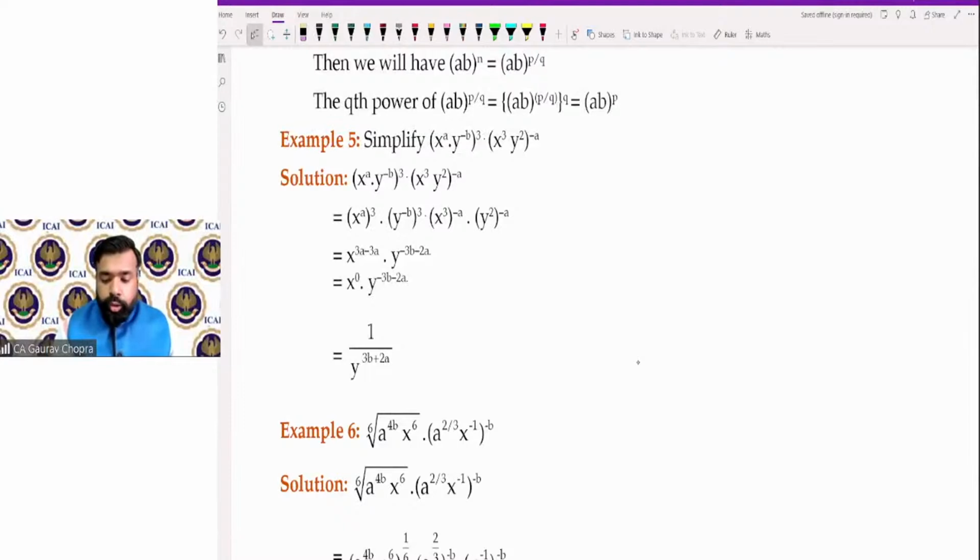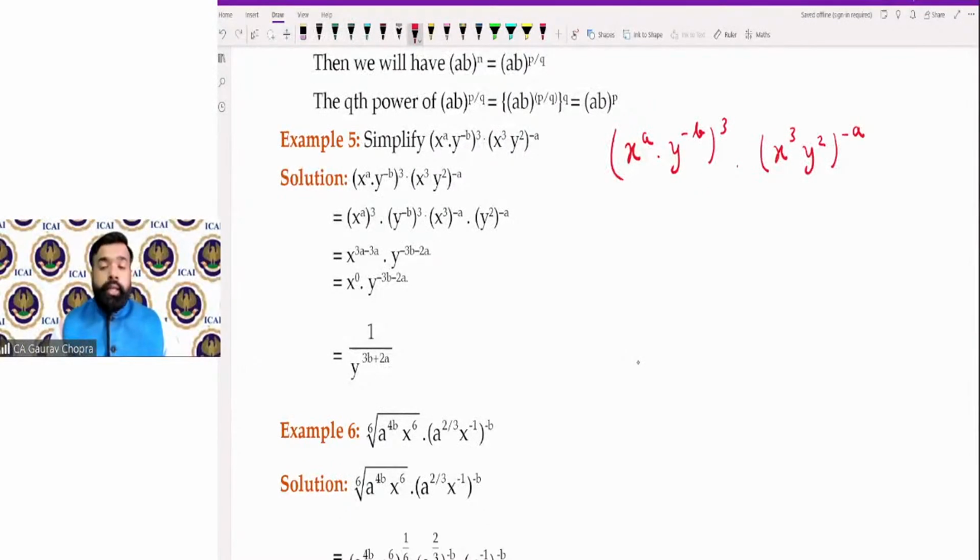All right. So the values given are x to the power of a, y to the power of minus b, whole to the power of 3. Then x cube, y square, whole to the power of minus a. Now, if we open the bracket, then the power 3 applies on both x as well as y. So it will become x to the power of 3a, y to the power of minus 3b. Then again, x to the power of minus 3a and y to the power of minus 2a.